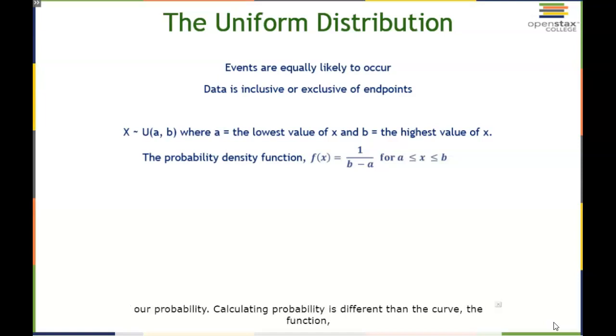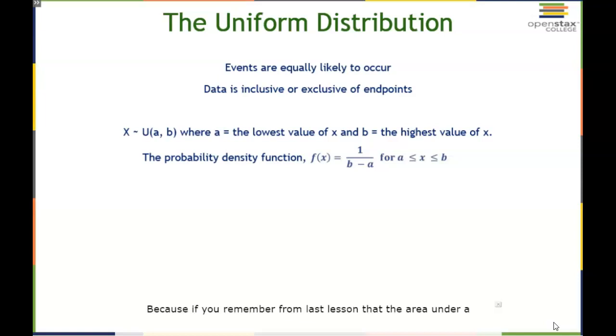Now, it really doesn't matter if we include a and b in terms of calculating our probability. Calculating probability is different than the curve. The probability density function is the line we're creating in the uniform distribution. Everything inside that rectangle shape are our probabilities. And if we include or exclude the endpoints, it doesn't change the amount of the probabilities. It would change what we include in the actual function itself, just not in the probabilities.